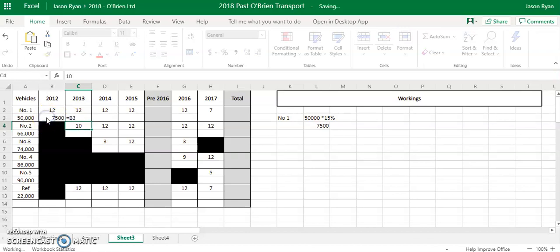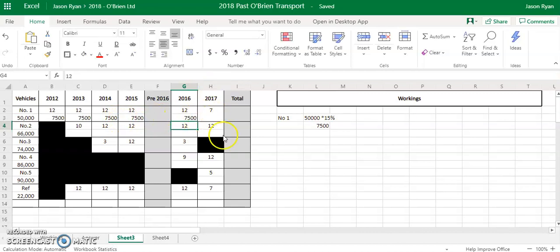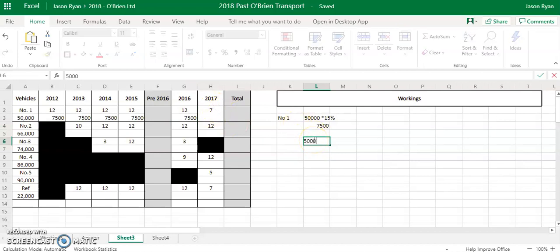It's going to be the same for 2013, same for 2014, same for 2015, and same for 2016. For 2017 we're going to have to calculate, because we only had it for 7 months. So it's only going to be 7/12. So it's going to be the value, which is 50,000, multiplied by the rate of depreciation, which is 15%, and then multiplied for how long we had it for, which is 7/12. So it's going to look something like this. It's going to be 50,000 multiplied by 15%, multiplied by 7, divided by 12.